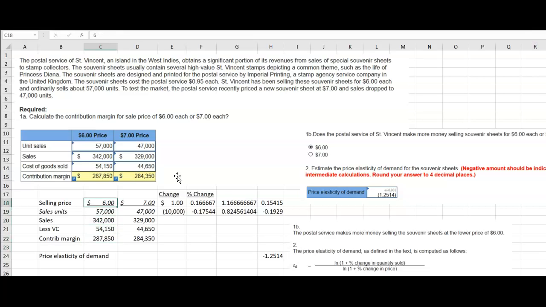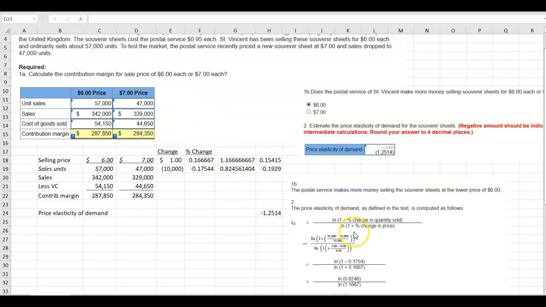Now, we just copy this over and raise the selling price to $7 because that's what they did. And the units fell to 47,000, so the sales become 329,000. The new variable cost is 47,000 units times 95 cents. And if we subtract the variable cost from sales, as you can see I'm doing here, subtracting cell D21 from D20, you get 284,350. All right, so next we want to calculate the price elasticity of demand.